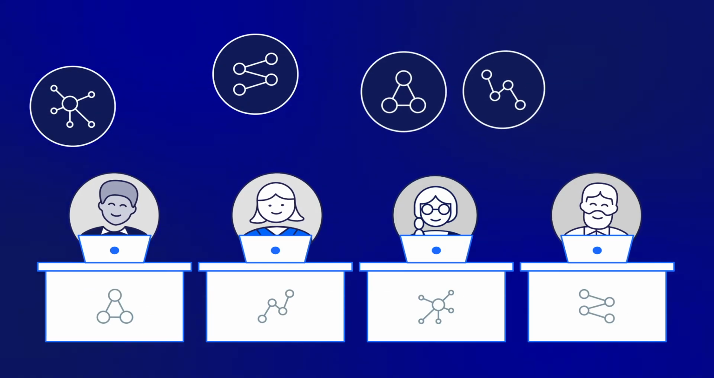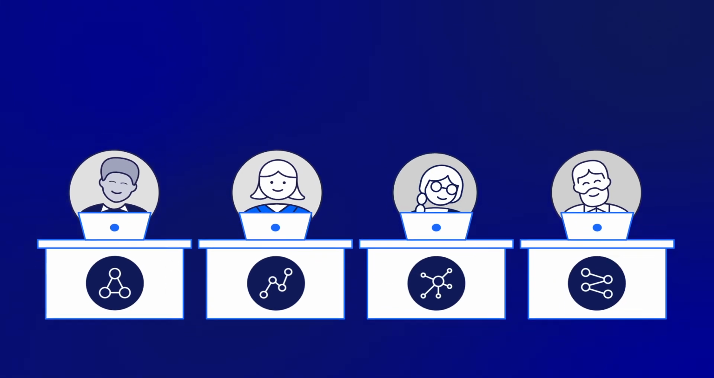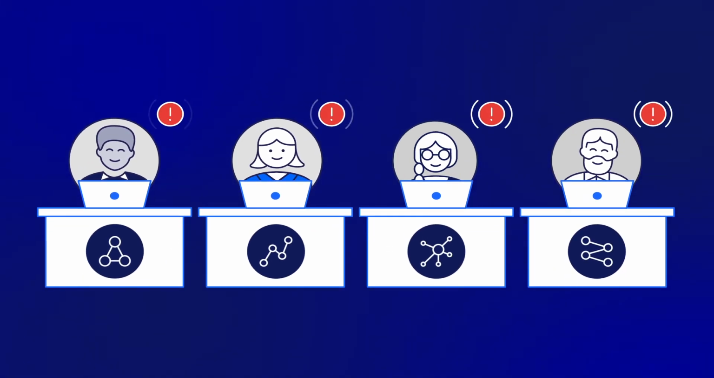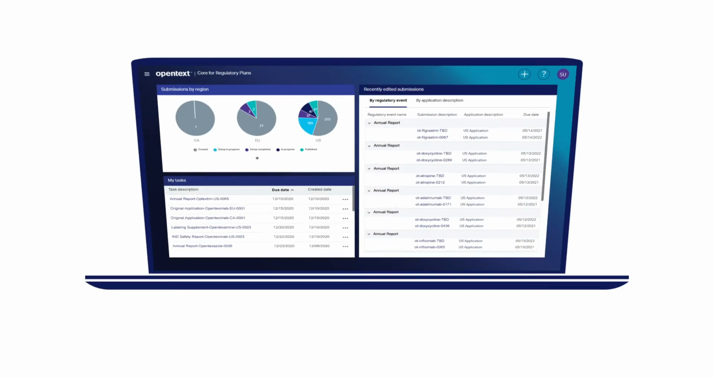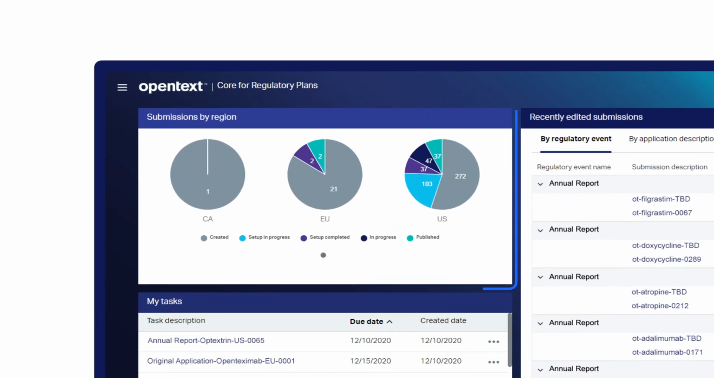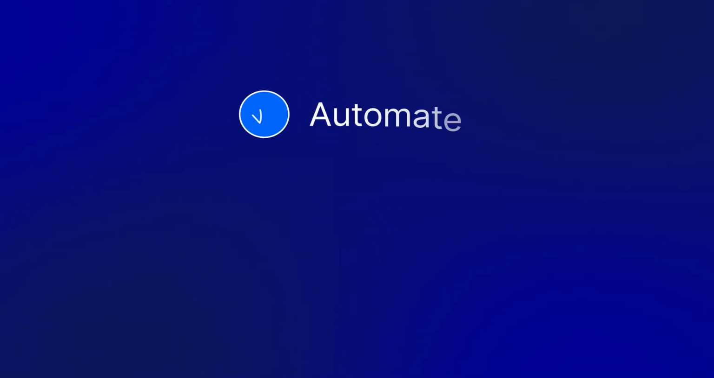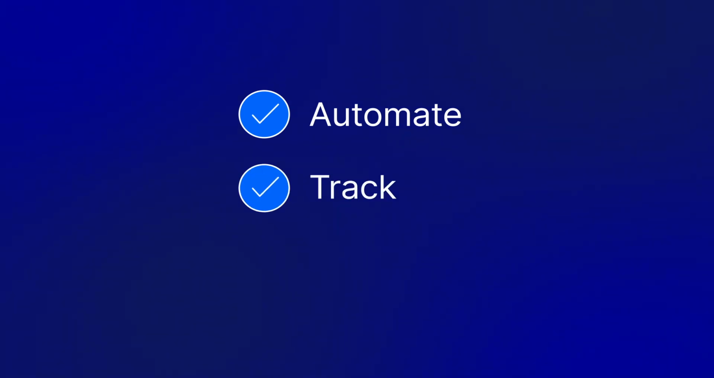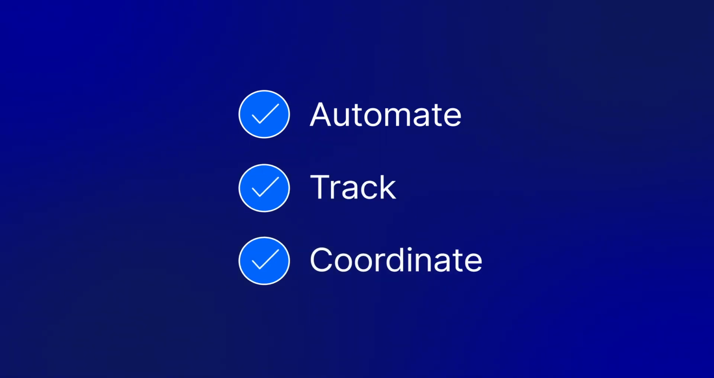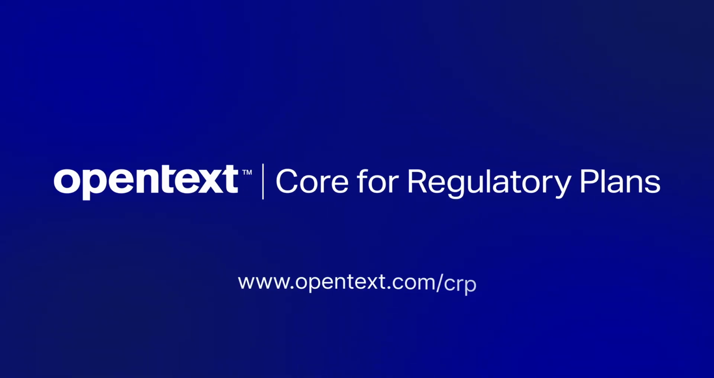You can assign owners to different modules or nodes, and set up notifications to keep everyone informed on progress. Core for regulatory plans offers a snapshot of your submission status by region for a full view of your regulatory activities. Automate tasks to speed submission assembly, track the progress of submissions, coordinate across clinical, quality, and manufacturing groups. Replace manual processes and stay on top of your submissions with OpenText Core for regulatory plans.